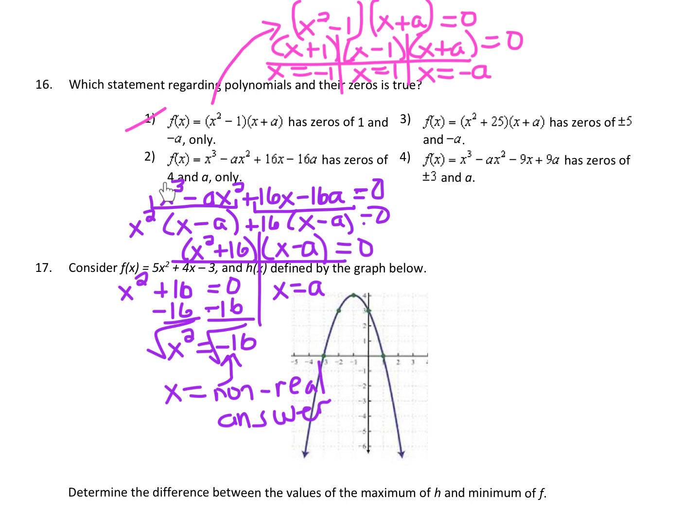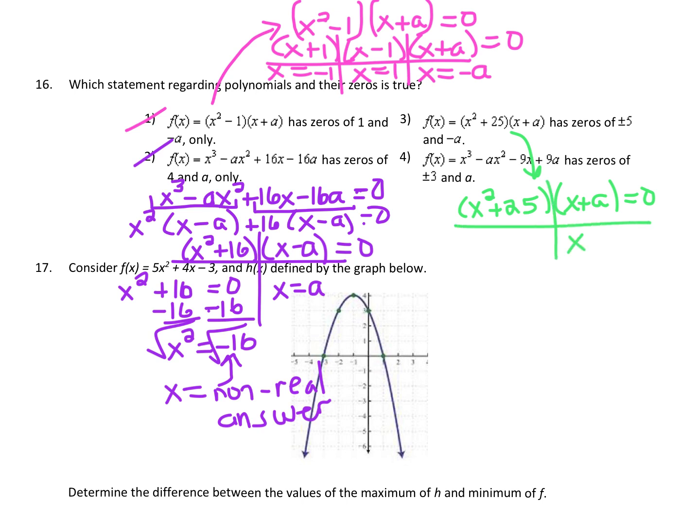So when they say that 4, which is a real answer, and a are the zeros, 4 is not a 0 of this. So choice 2 is not our answer either. All right, let's go on to 3. So f of x has zeros of positive and negative 5 and negative a. Okay, so let me set that equal to 0. And I'm just going to make a t-chart and solve.